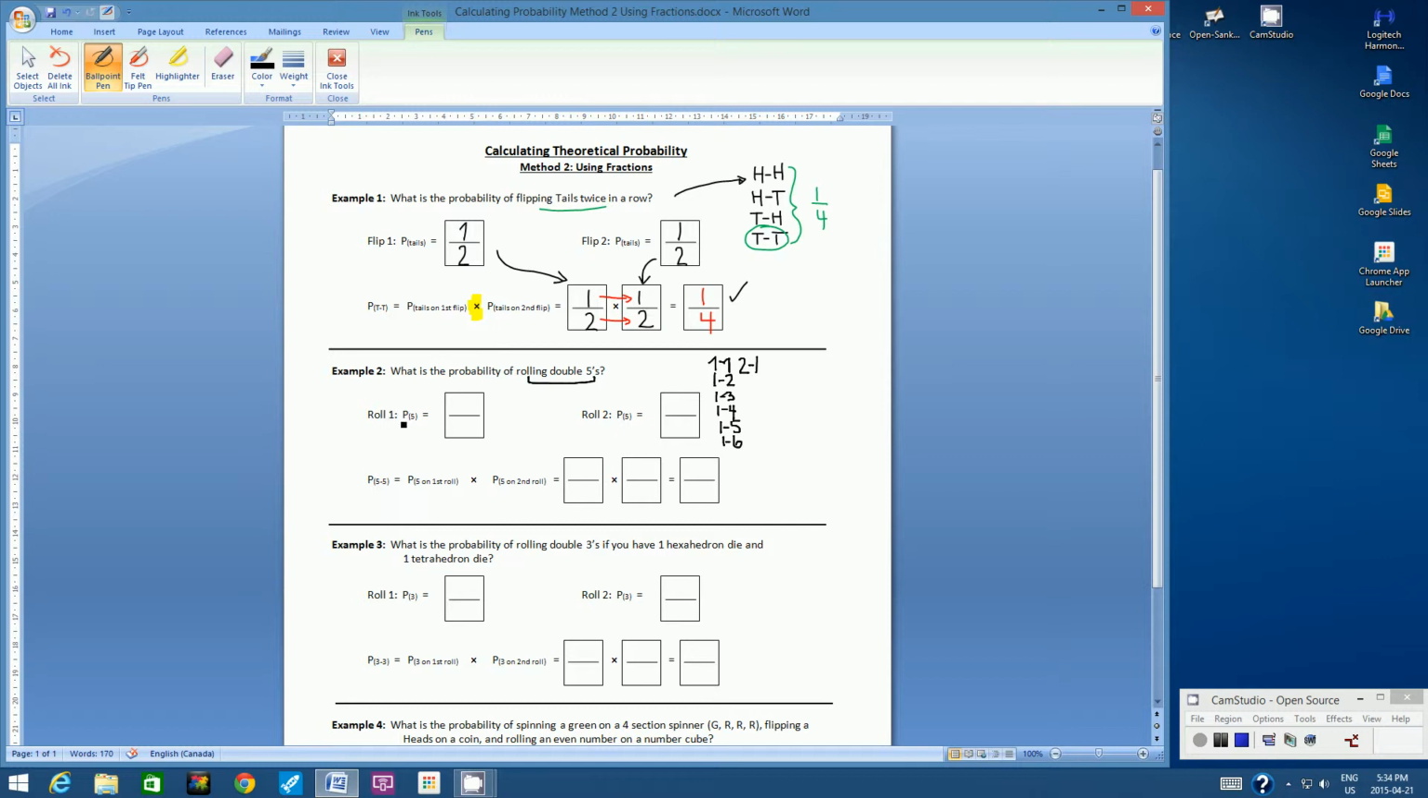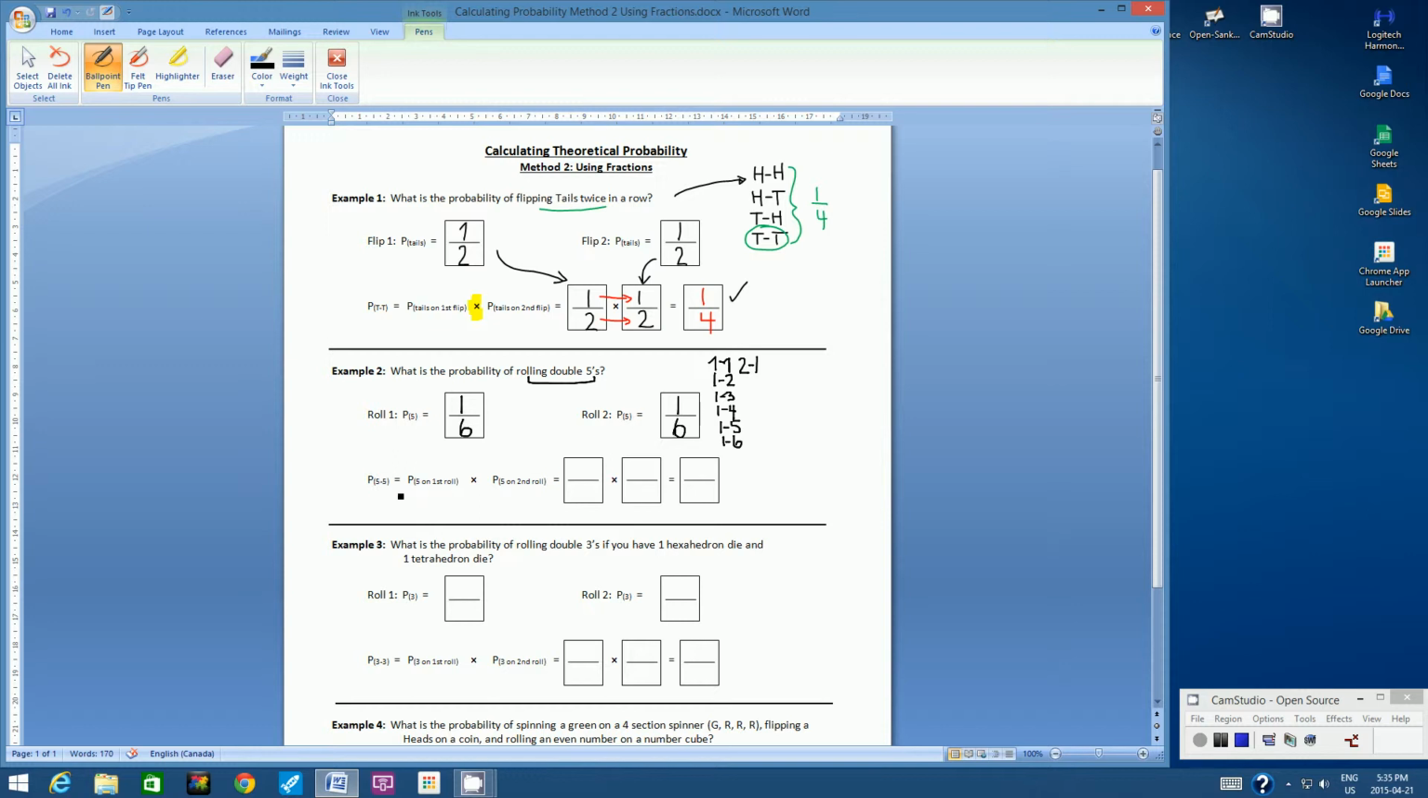What is the probability of rolling a 5 with the first roll? We know in the number cube there are 6 numbers, and 5 only appears 1 time. So the probability of rolling a 5 is 1 out of 6. Now, let's roll the number cube again. Again, we're going to ignore the first roll. What is the probability of rolling a 5? Again, we have a total number of outcomes of 6, and 5 is only one of those outcomes. So we have 1 over 6 and 1 over 6.